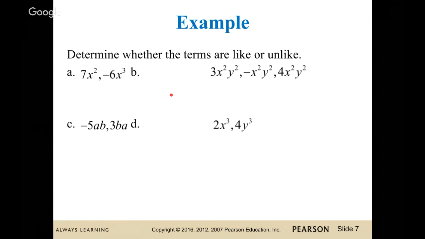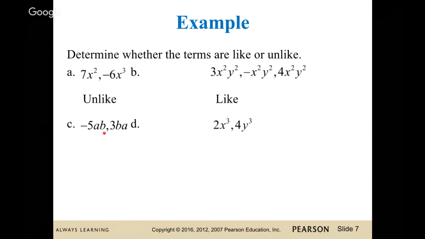Okay. Determine whether these are like or unlike. All right, look at the variable, look at the power. You have x squared, you have x cubed. Those are going to be unlike. Okay, you have x squared y squared, x squared y squared, x squared y squared, x squared y squared. Those will be like terms.